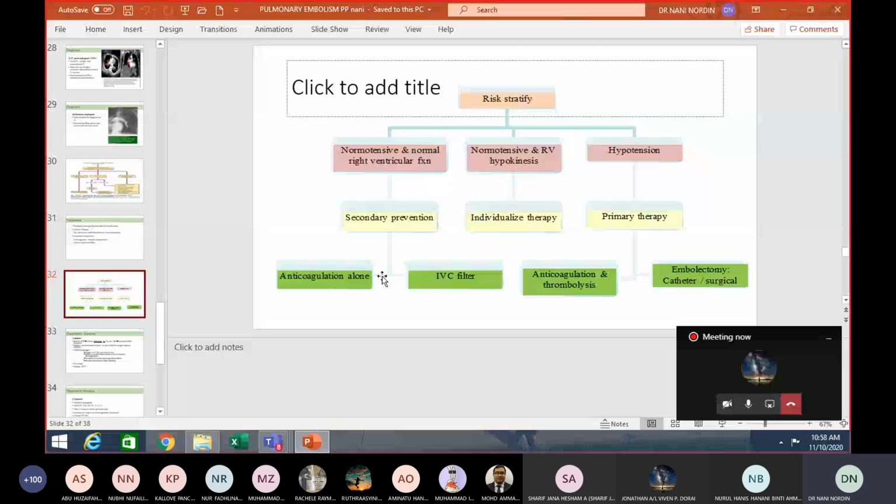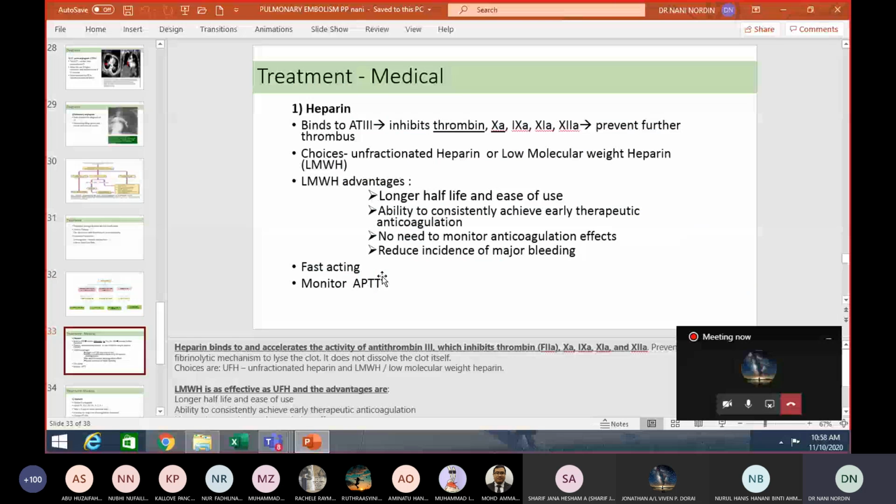Anticoagulation alone. All right, so what are the anticoagulants that you can give? The famous one is heparin. You want to give heparin. You have not learned hematology, so it is quite difficult for you, but just read through this because you have a bit of knowledge in the coagulation pathway, so you should be able to understand this.